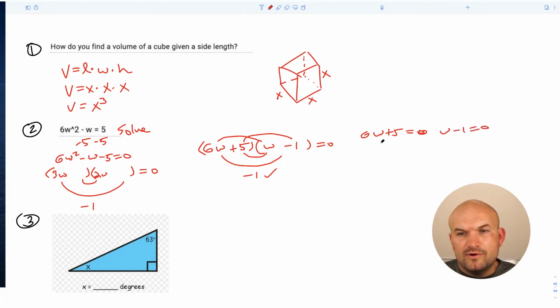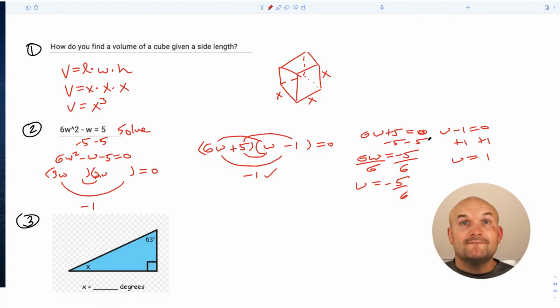Okay, and therefore you can subtract 5. So you'd have 6w equals -5. Divide by 6, w equals -5/6. And then here we'll add 1 to both sides and w equals 1. And there you go.